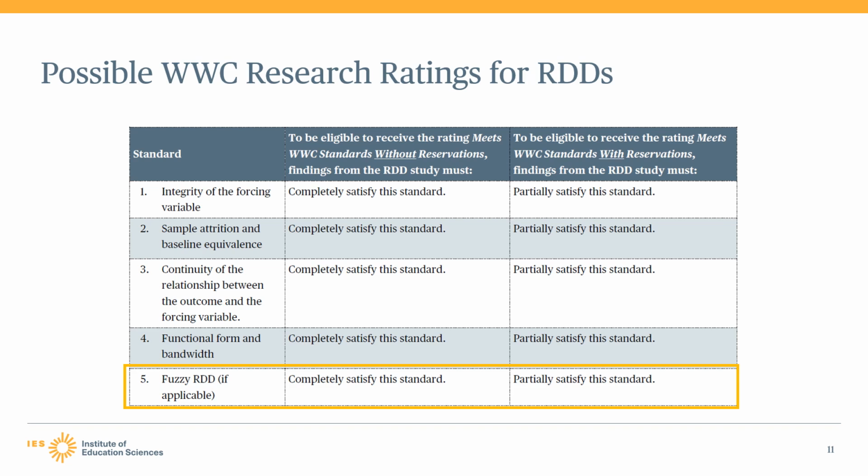So, reviewing a fuzzy RDD requires evaluating the eligible study findings according to the first 4 RDD standards discussed so far in this training series, namely RDD Standard 1 on the integrity of the forcing variable, RDD Standard 2 on attrition and baseline equivalence, RDD Standard 3 on continuity of the outcome forcing variable relationship, and RDD Standard 4 on functional form and bandwidth. If a study finding satisfies all 4 of these RDD standards, then a reviewer also must evaluate it using the fuzzy RDD standard, or RDD Standard 5, with an important exception.